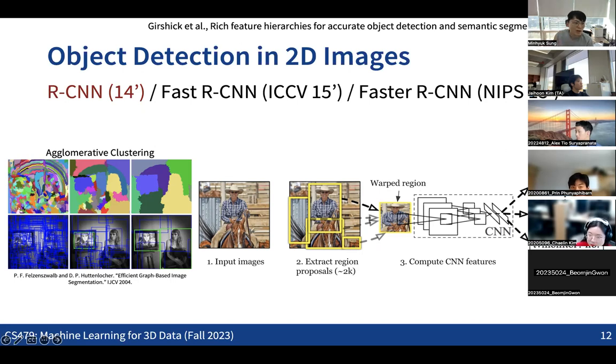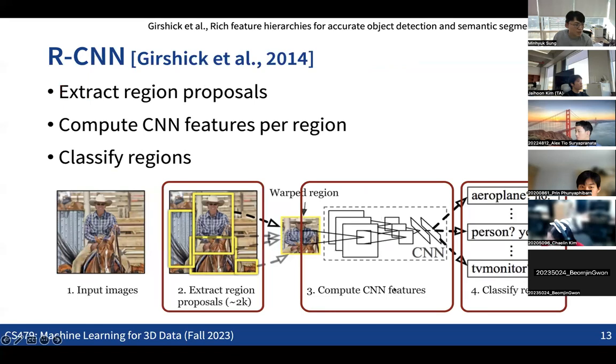So what people have tried is to employ a method which proposes regions in the image. We utilize an existing algorithm which proposes many regions in the image. Then we treat each region as an individual image and feed them into the convolutional neural net so that we get classification scores for each region. So this is the very basic pipeline.